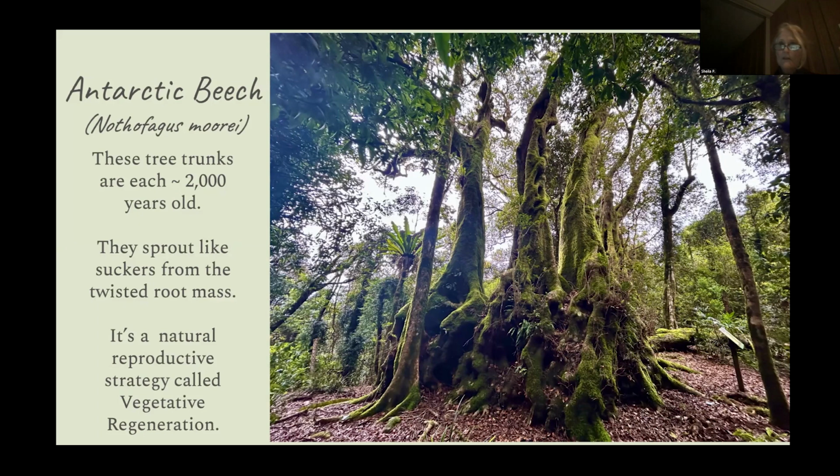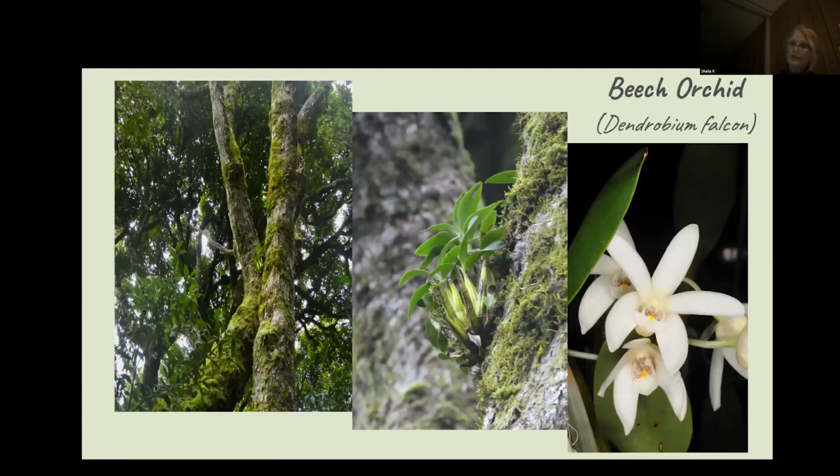The other cool thing about the Nothofagus is that there's an orchid, a beech orchid, Dendrobium falcorostrum, that actually grows as an epiphyte on the bark of the Nothofagus. And here it is on the left-hand side. You can barely see it. And here it is in the center, a better view of the leaves of the orchid.